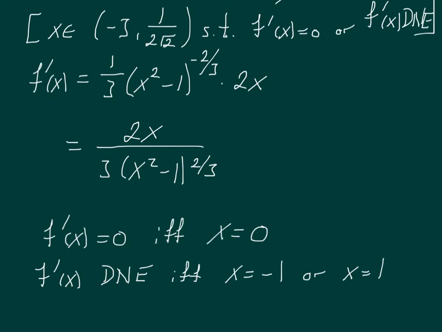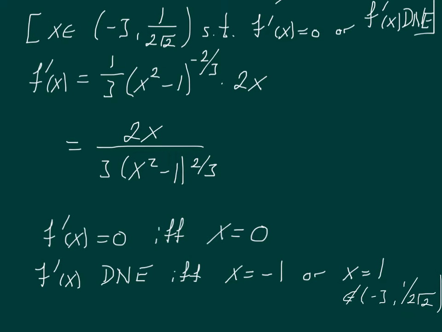All right, now remember, we're looking just for those critical numbers in this interval here. Minus 1 is in the interval, but 1 is larger than 1/(2√2), right? 1/(2√2) is actually less than 1/2, which is certainly less than 1. So 1 is not in this interval. Let's notice that that's the case. So this is not in the interval that we care about, (-3, 1/(2√2)).